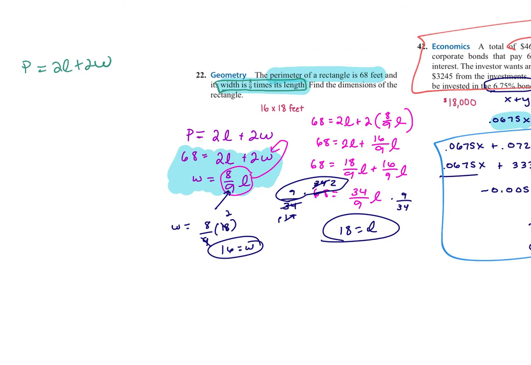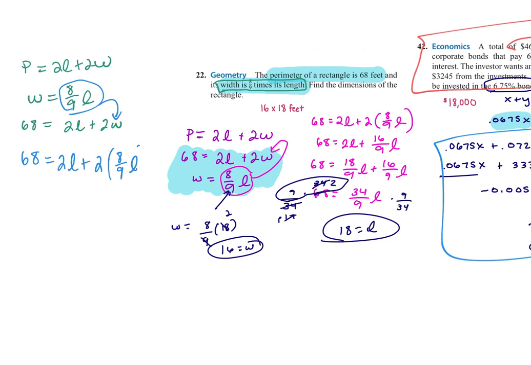But this isn't like this is this much more, where we have to take it and add to it, or twice as long. It's 8/9 as long. So the width equals 8/9 the length. And then the perimeter is 68 feet. 68 would equal twice the length plus twice the width. So I would say that this is set up for substitution. I would take this and plug it in for the W. 68 would equal twice the length plus 2 times 8/9 the length.